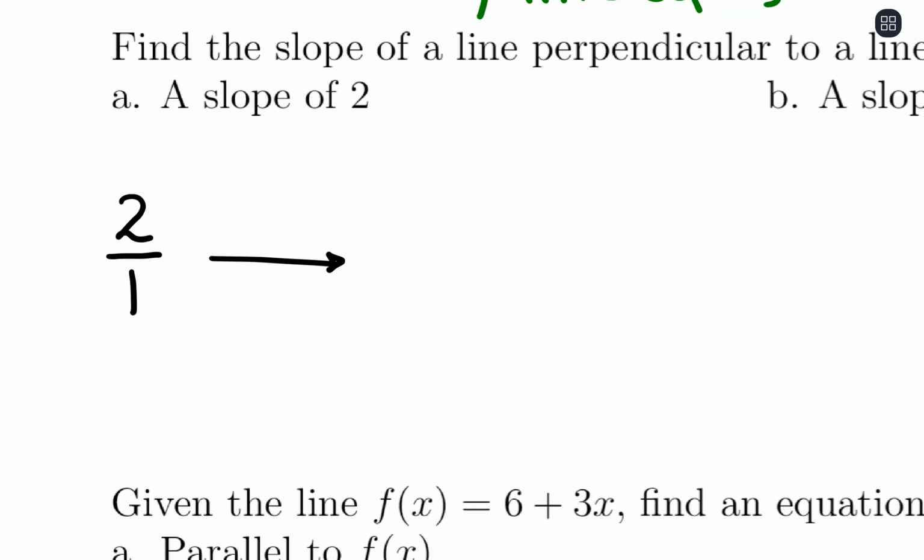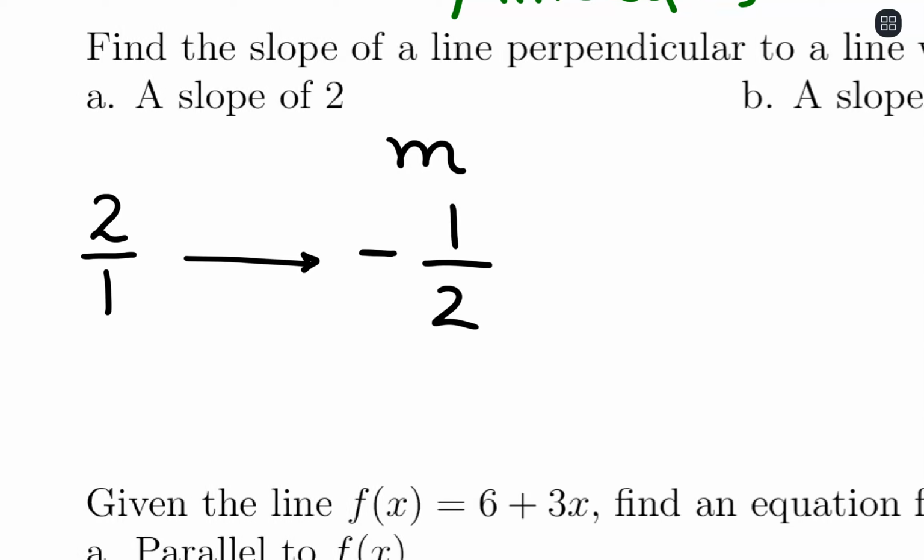Taking the opposite reciprocal, we change the sign. Because it's starting as positive, our answer is going to be negative. Flip it, so instead of 2 in the numerator and 1 in the denominator, it's 1 in the numerator and 2 in the denominator. That would be our slope of the perpendicular line. So a line with a slope of 2 is perpendicular to a line with a slope of -1/2.